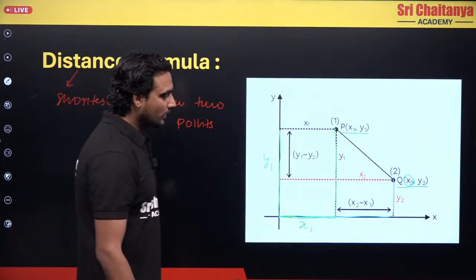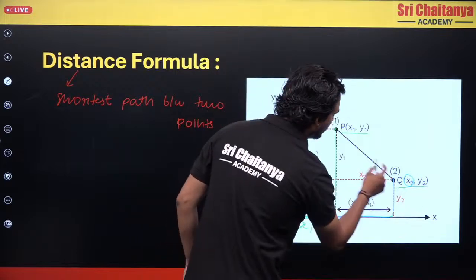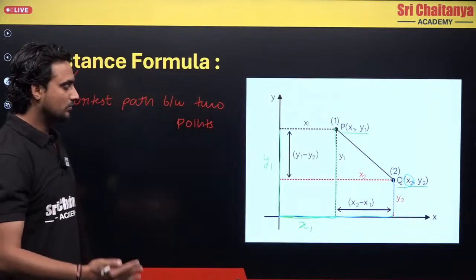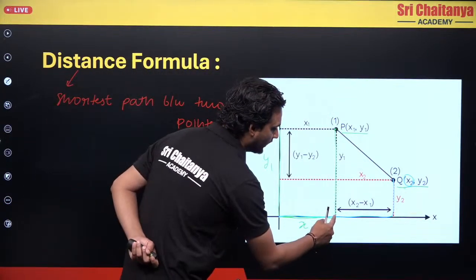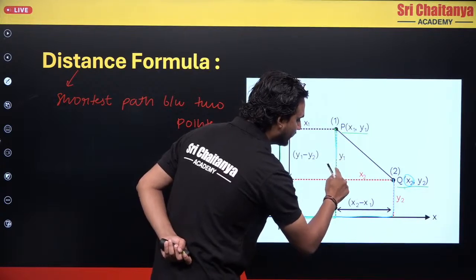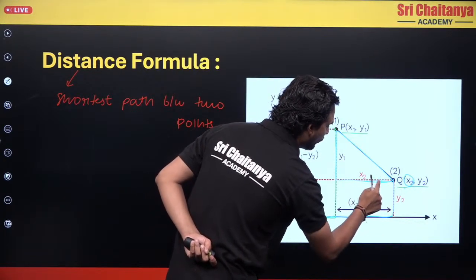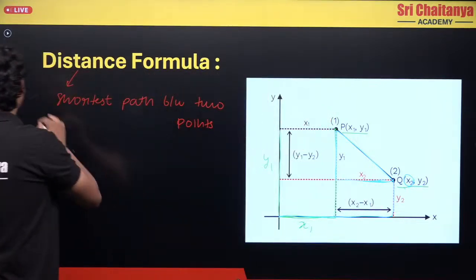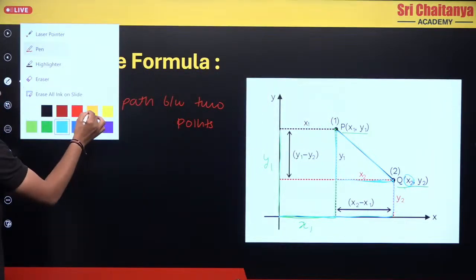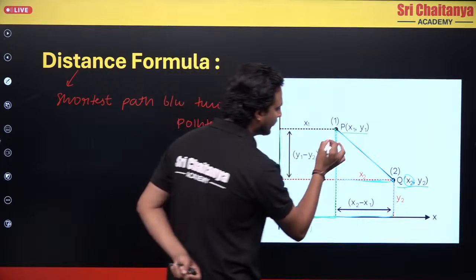Correct? So now once I have the location of points 1 and 2, you can basically understand what they have done here. They have made a triangle, this small triangle, if you can look here. So what do I need now? To calculate this, what is the shortest distance between them?